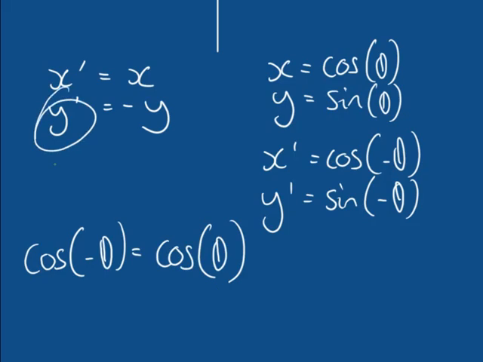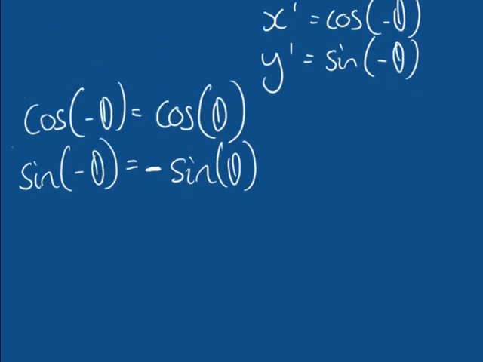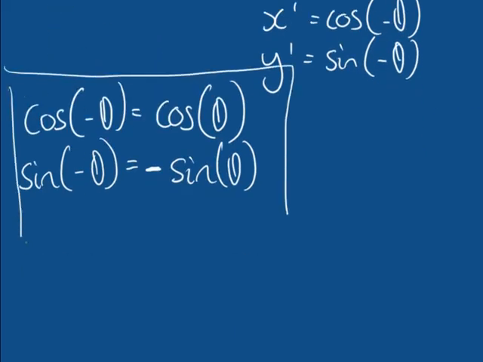Here we have y dash. Well, y dash here is equal to the sine of negative theta. So the sine of negative theta is equal to minus, and that minus is important, y, which here is the sine of theta. So it's equal to minus sine theta. So here we have two identities. The cosine of negative theta is equal to the cosine of theta, and the sine of negative theta is equal to minus the sine of theta. These two identities are our negative angle identities.